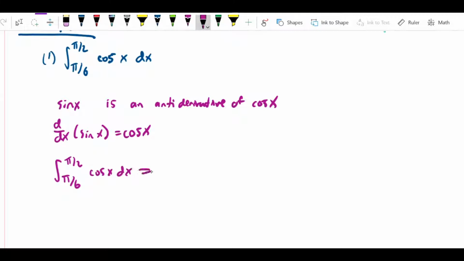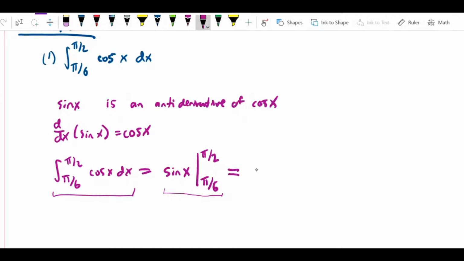This is equal to sine x from pi over 6 to pi over 2. This bar that we write means that we're going to now take the antiderivative, plug in the two endpoints and subtract. So it's a little bit different from the integral sign in that before we find the antiderivative, we put the integral sign there. But what we're asserting is that this definite integral here is going to be equal to this subtraction problem using the antiderivative that we found.